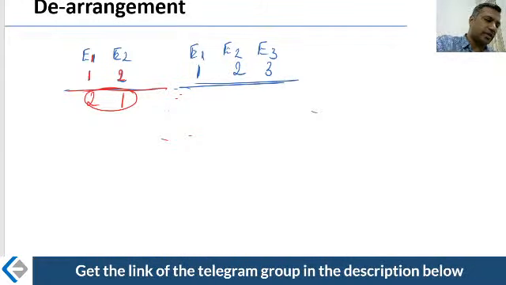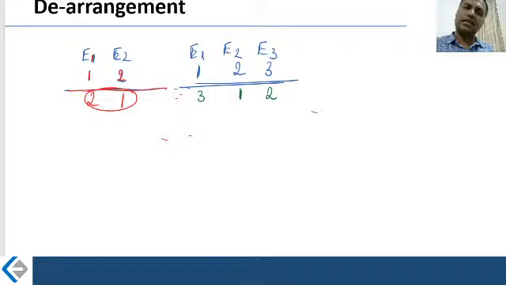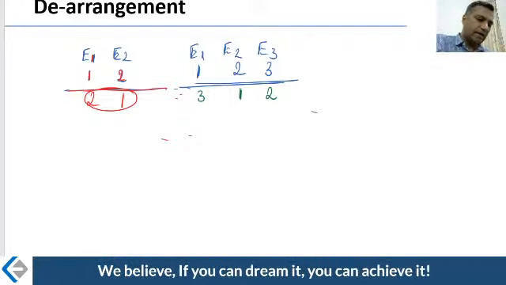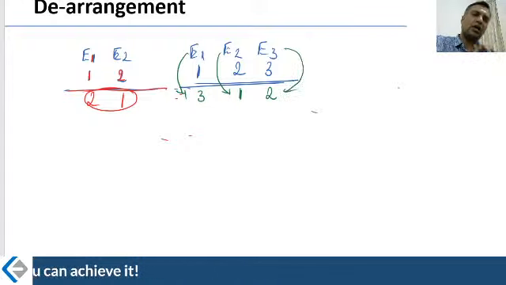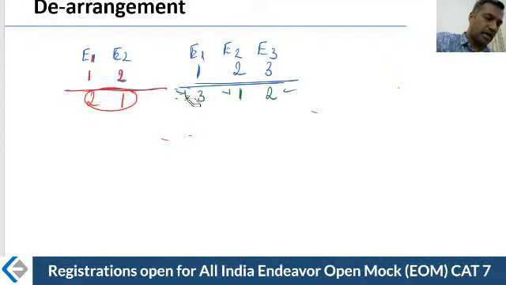What is derangement here? Let's assume that it goes something like this. 3 goes here, 1 goes here, and 2 goes here. Thorough confusion. None of the employees will get the rightly addressed letter. Envelope number 1 gets the letter of person 3, the second envelope gets 1, and the third envelope gets 2. None of them will get the rightly addressed letter. That's a derangement.